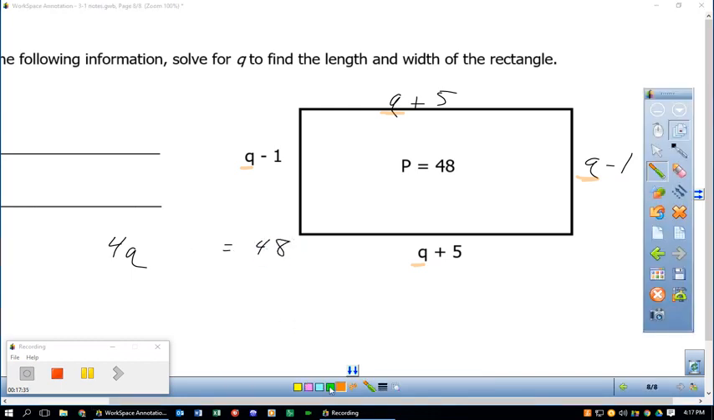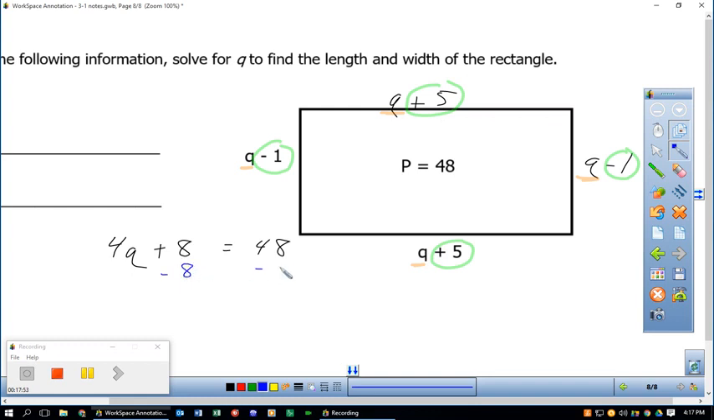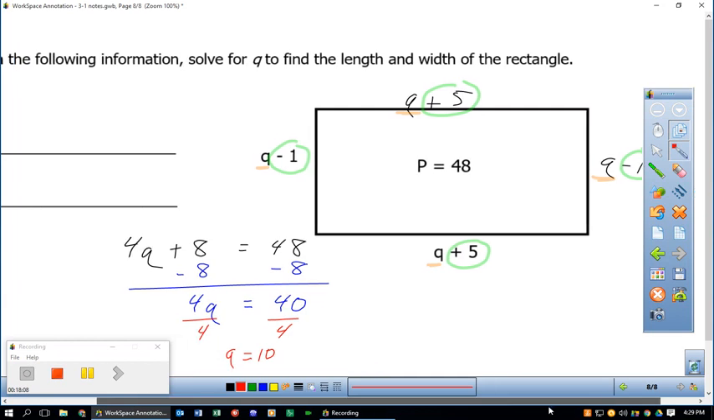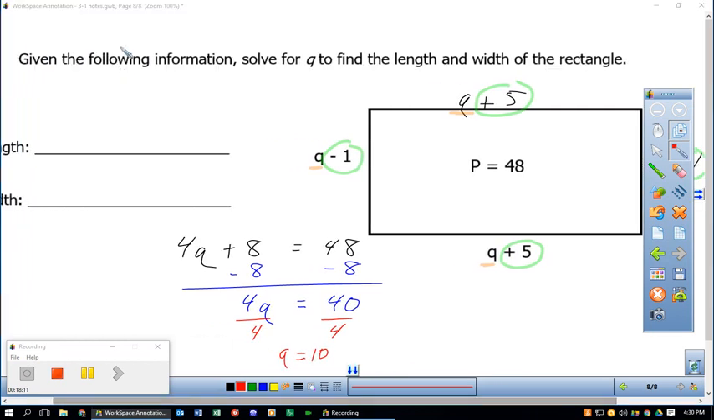Okay, let's see if I can grab a different color. We have plus 5, that would be 10. Minus 1, should add to be 8. So 4Q plus 8. Right, so subtracting the 8 from both sides gives us 40. So 4Q equals 40. Dividing by 4 tells us that Q equals 10. Now there are no units here, so that's fine. Q equals 10.